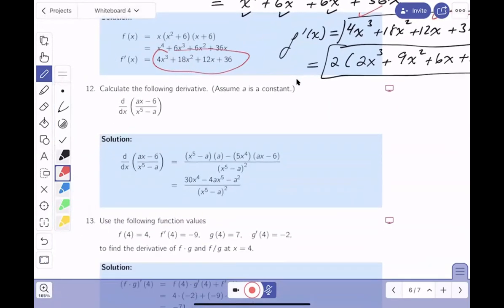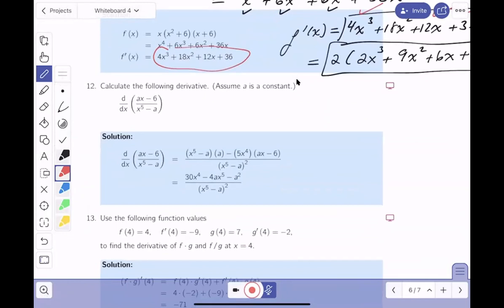All right, let's do number 12. Number 12 is a derivative, and it says that a is some fixed number. What's varying is x, so it's going to be pretty easy to do.